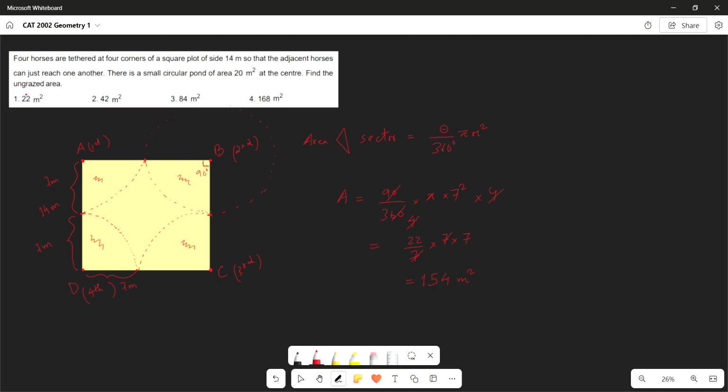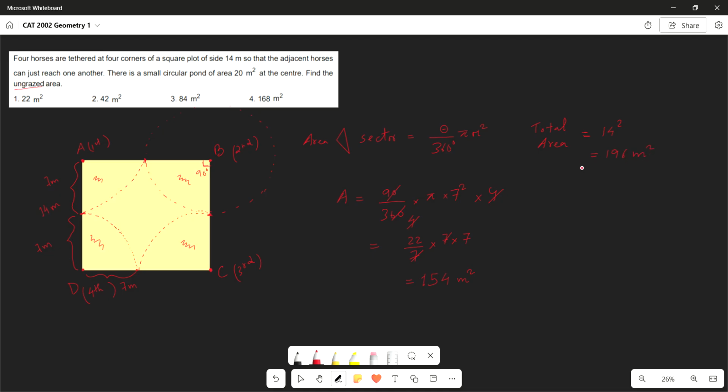I have to find the ungrazed area. Please read the question carefully. I have to find the ungrazed area. So what is the total area? The total area will be very simple. Of the square, it will be side square, 14 square, which is 196 meters square.